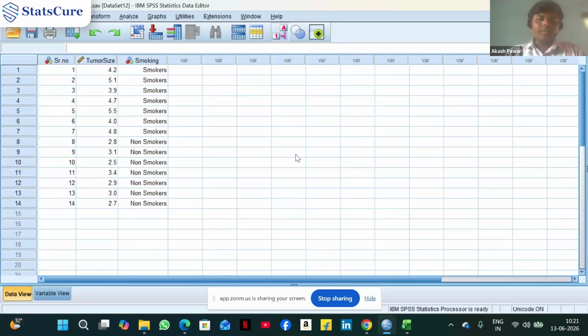So the data represented was in this kind of format. In Excel, if we could see, it is in the same way only.